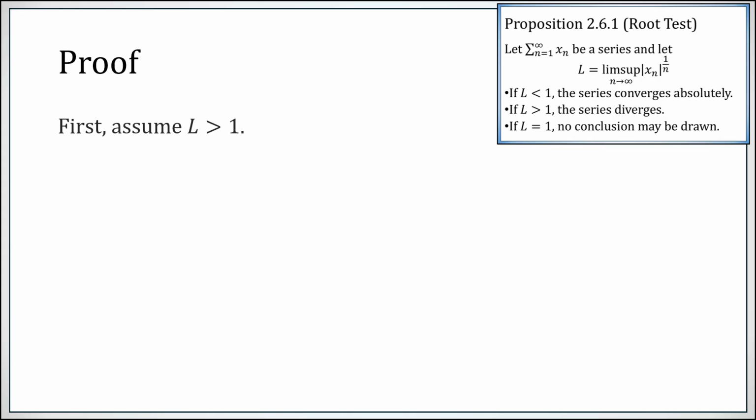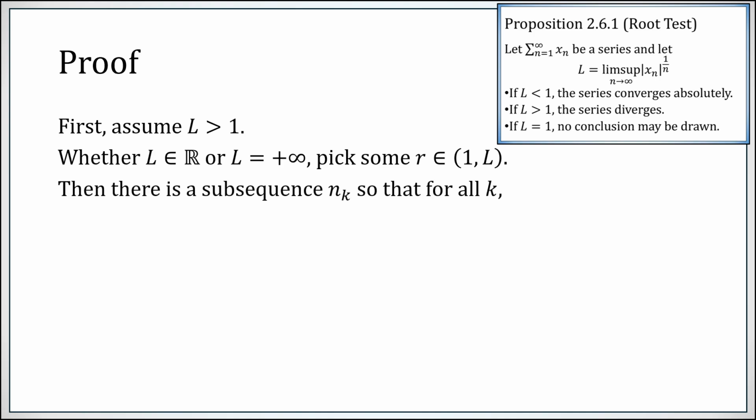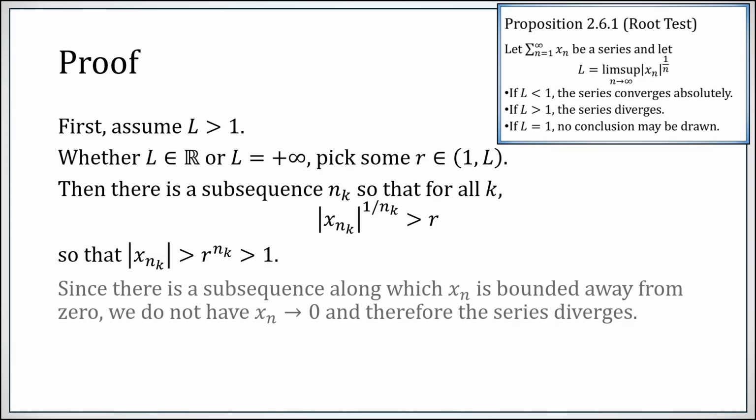So let's get proving. First, we're going to assume that this lim sup is bigger than 1. Whether that means it's a real number bigger than 1 or plus infinity, simply pick some real number R bigger than 1 but still less than L. So since we have a lim sup of L and R is less than L, there must be a subsequence along which we are approaching that lim sup, in other words, bigger than R. So the nk-th root of the absolute value of xnk along this subsequence will be bigger than R. Simply raising both sides to the nk power, now since R was also bigger than 1, we get that the absolute value of xnk is bigger than 1.